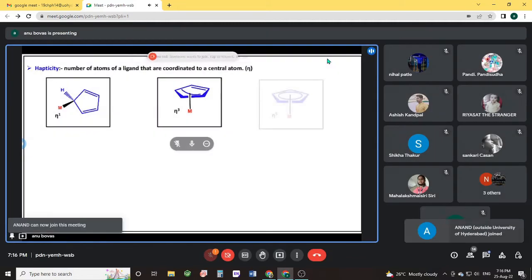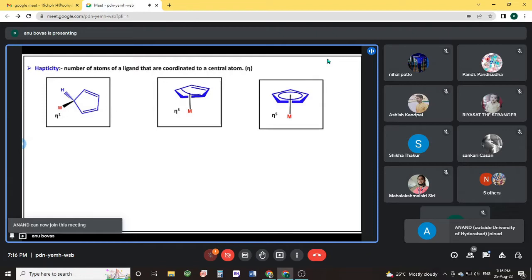Cp can exist in different forms. It can donate 1, 3 or 5 electrons depending on whether it acts as eta 1, eta 3 or eta 5 respectively. In the first case, the metal is bonded to just one atom of the ligand, and it is called eta 1, so the hapticity is 1. And in the second case, eta 3 means the metal atom is coordinated to 3 atoms of the ligand, and hence it is called eta 3.